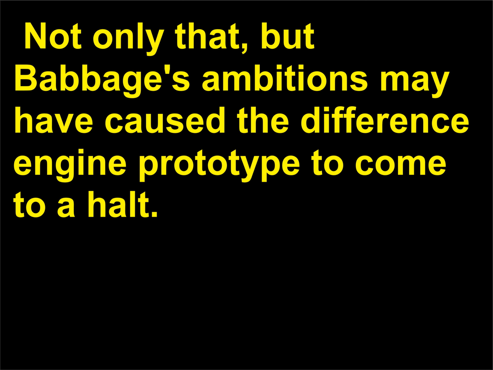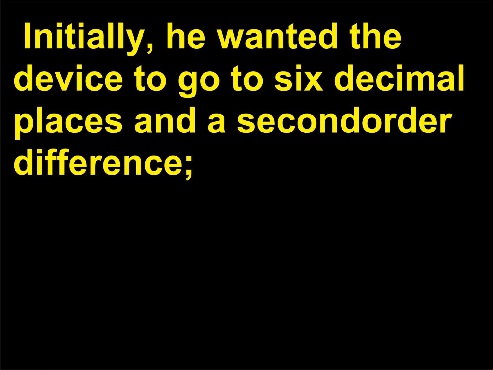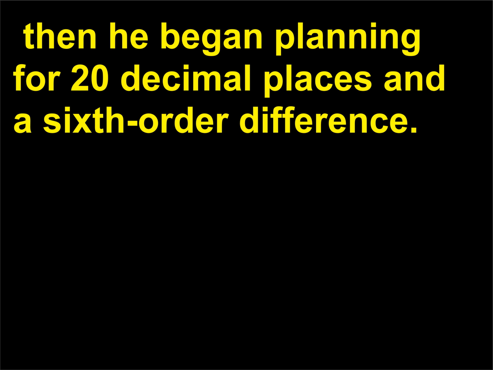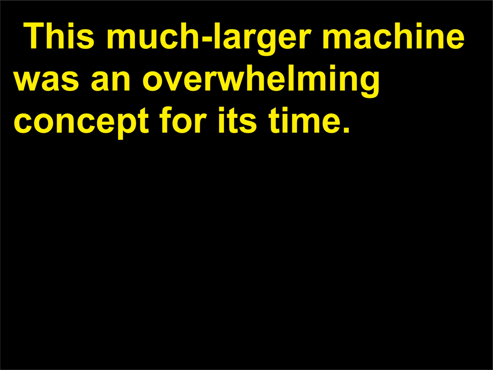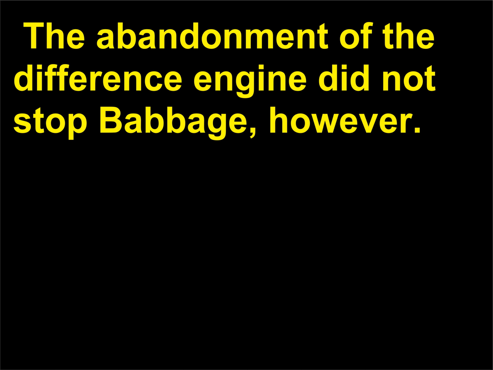Not only that, but Babbage's ambitions may have caused the difference engine prototype to come to a halt. Initially, he wanted the device to go to 6 decimal places and a second-order difference. Then he began planning for 20 decimal places and a sixth-order difference. This much larger machine was an overwhelming concept for its time. The abandonment of the difference engine did not stop Babbage, however.